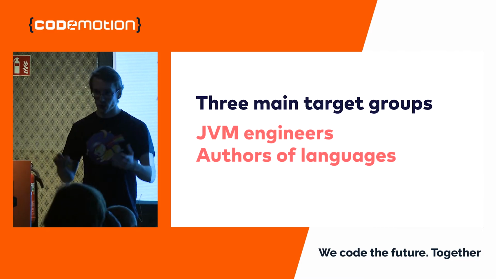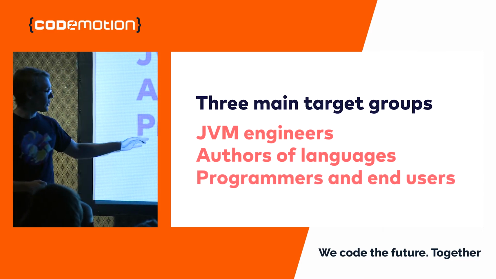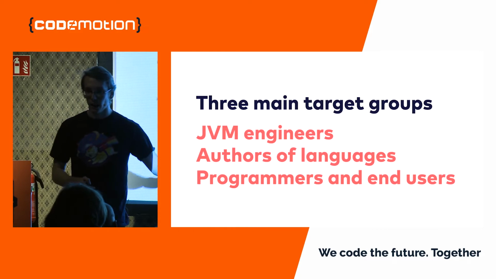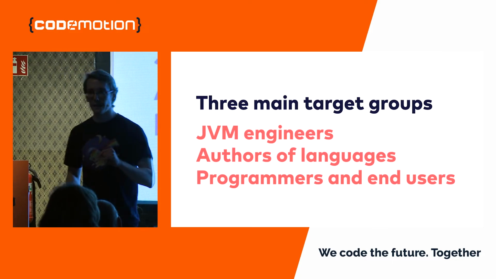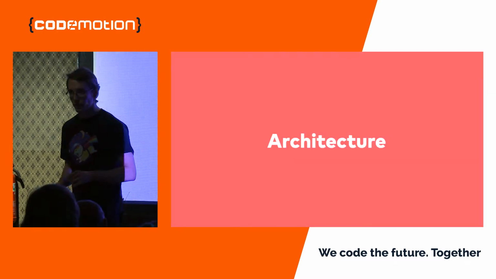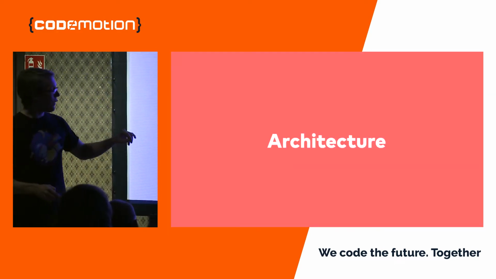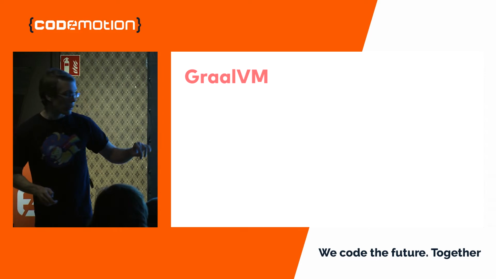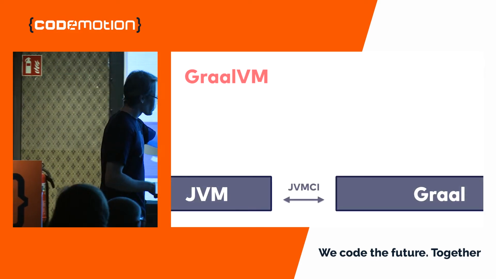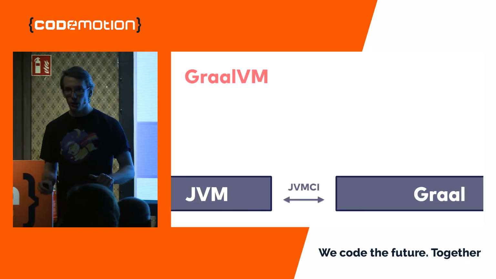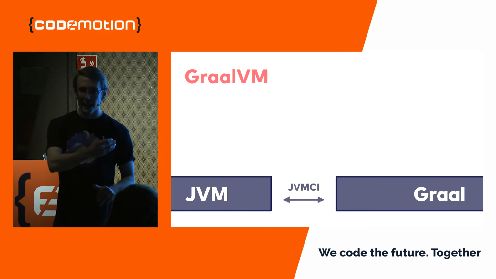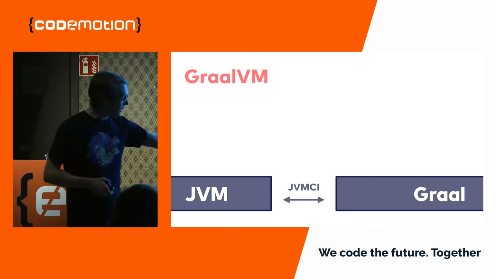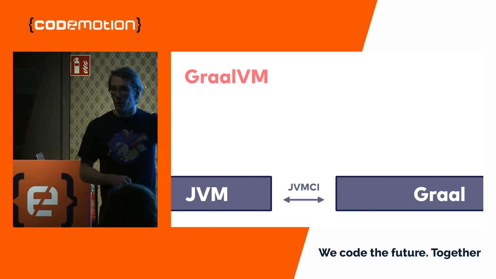And then finally, the group which I think we represent in this room, so programmers and end users of our software. With those groups in mind, let's discuss the architecture of GraalVM. GraalVM, as we've mentioned earlier, consists primarily of those two pieces, right? JVM, we all know, plus Graal as a replacement for hotspot, communicating over this JVM CI bridge.